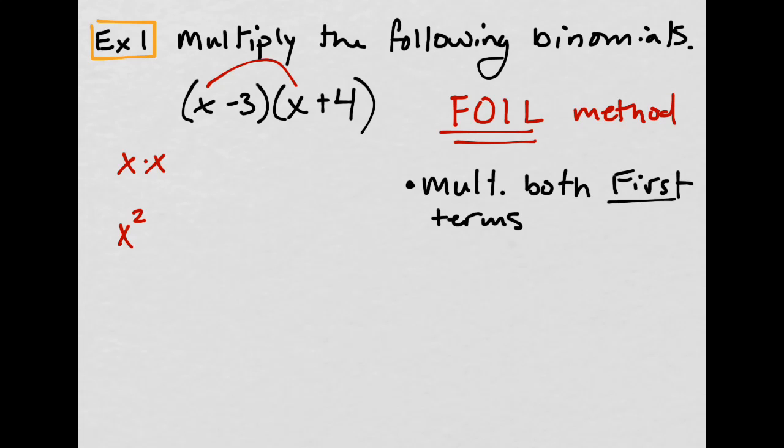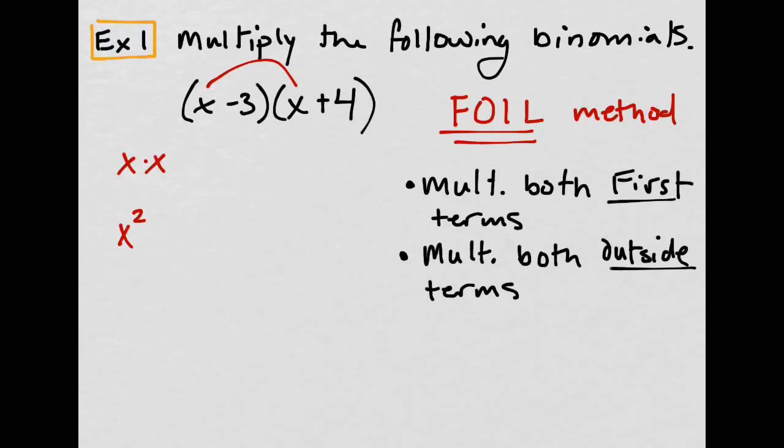What is the O? Then you multiply the outside terms. What are the outside terms? They're the stuff on the outside: x and 4. So what is x times 4? That's just 4x. And it's positive, right? A positive times a positive is a positive. Okay, so we'll add those.